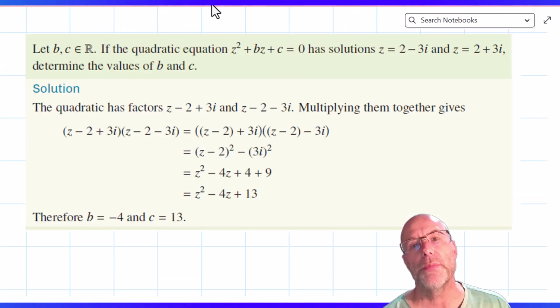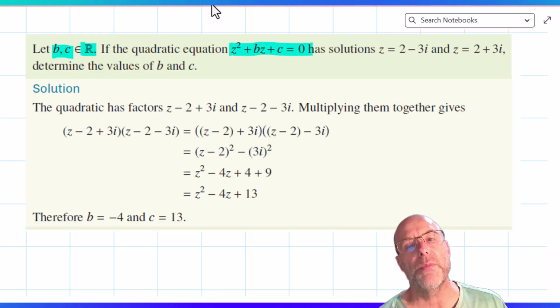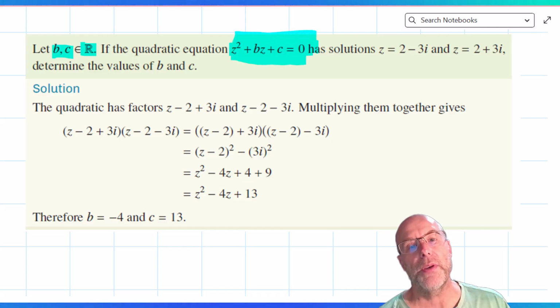Alright, one more. Okay, so we've got a situation, b and c are real numbers, okay? So we have a quadratic equation. This one's in terms of z as well, but remember it can be in terms of x, no problem. So it's a monic, and we have z squared plus bz plus c equals 0. Again, real numbers means we're fine to keep going as we have been going, because we've been operating under real coefficients.